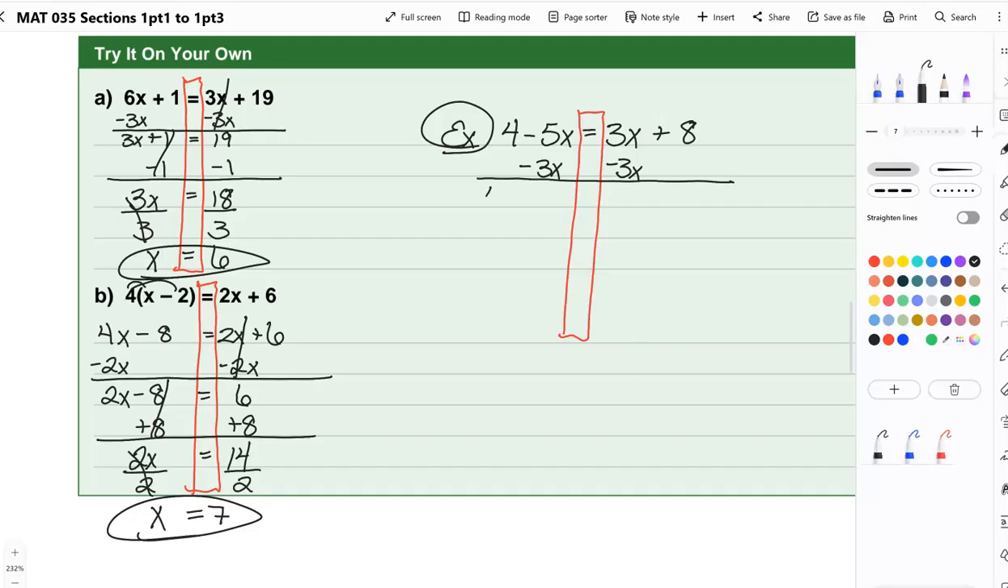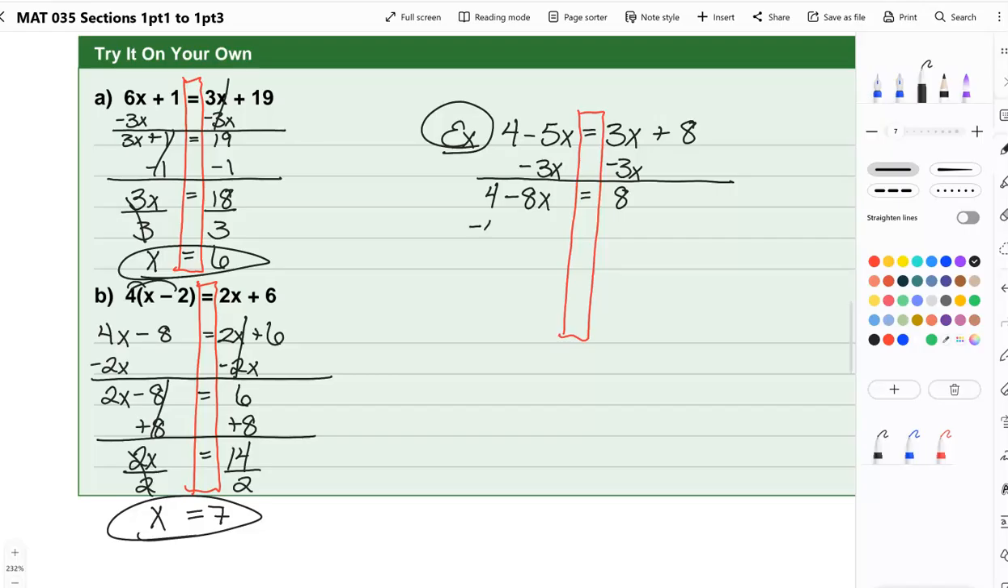So I have a 4. It's not going to combine with anything. But when I put those x's together, I have a minus 5x minus 3x, which means I have a minus 8x total. And that's going to be equal to 8. So now I have 4 minus 8x equals 8. And then we're going to do the same kind of thing.